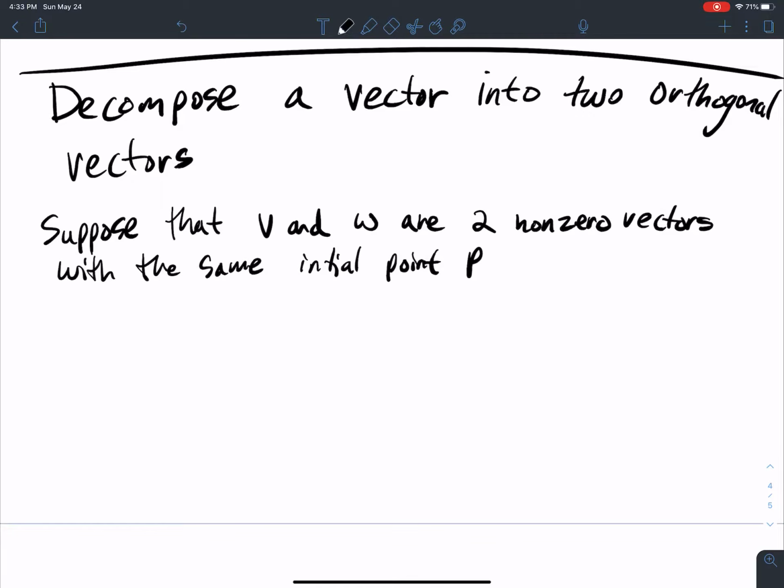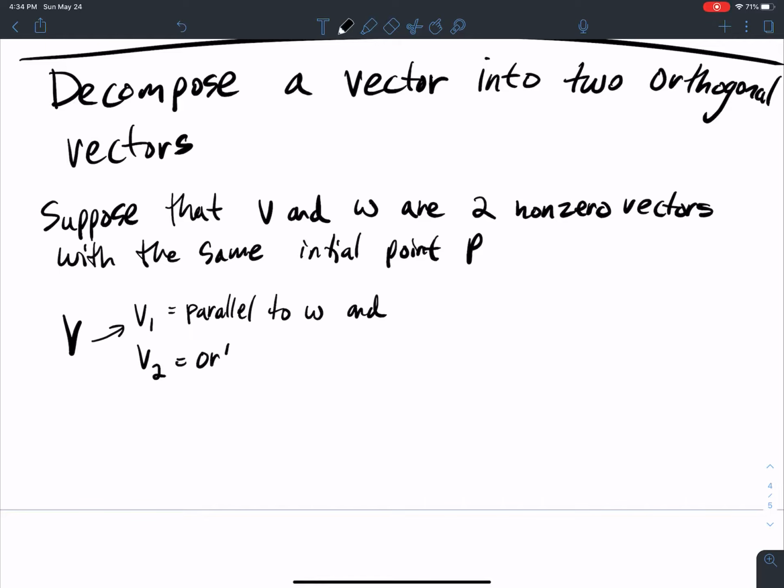We seek to decompose V. So V, we're going to turn it into vector 1, which is parallel to W, and V2, which is orthogonal to W. Okay?